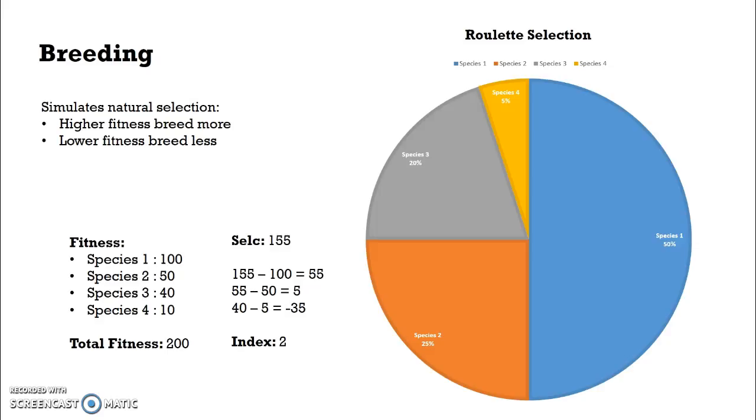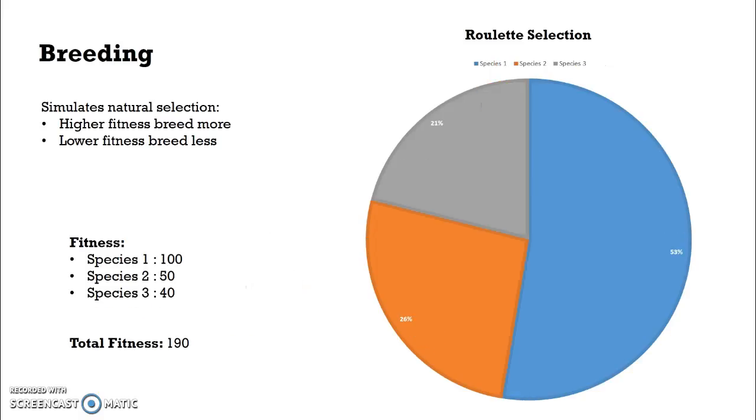Now, you can see that if we were to take out species number 4, the percentage chance of each species changes depending on their fitness because the total fitness changed. So the blue now has a 53% chance instead of 50 because the total fitness is less while it stayed the same.